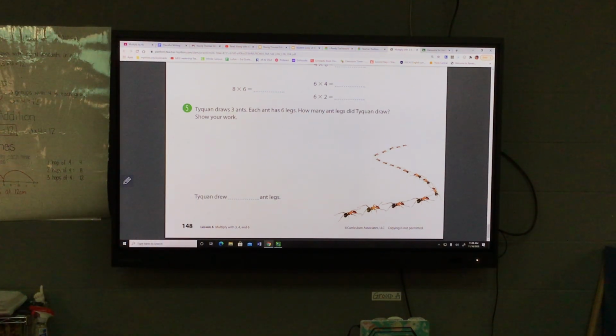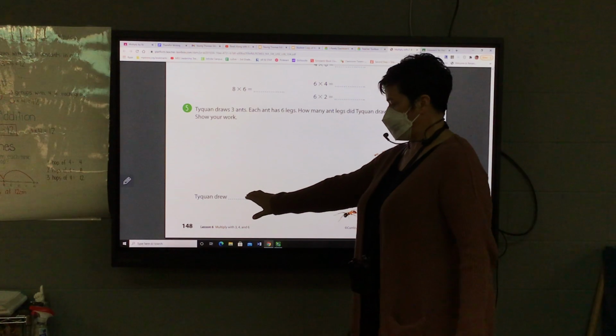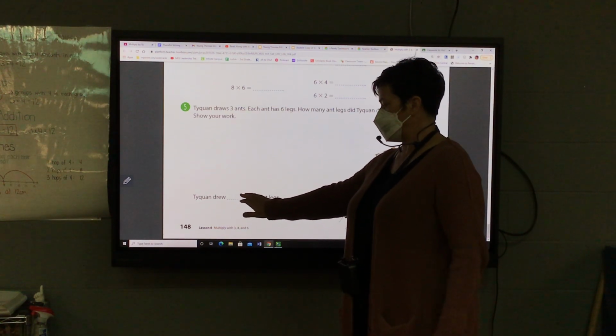Taekwon draws 3 ants. Each ant has 6 legs. How many ant legs did Taekwon draw? Show all your work that you need to. Once you've shown your work, make sure you put your answer down in here because I'll be looking at that.